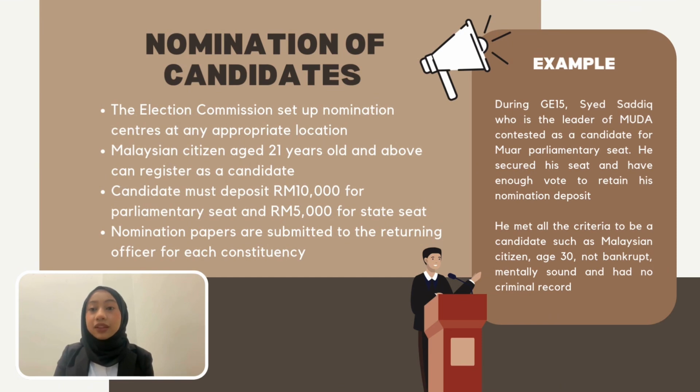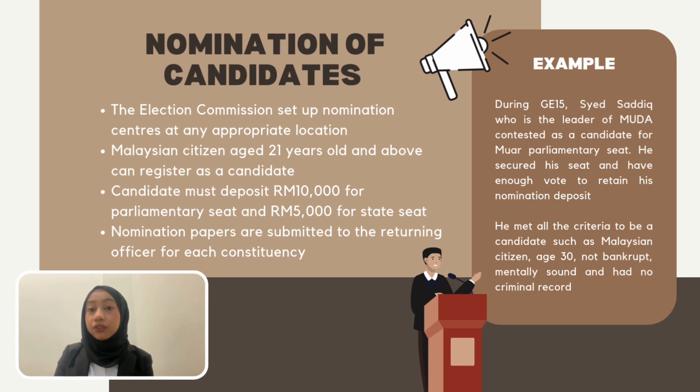Other than that, a candidate must first deposit 10,000 ringgit Malaysia to contest a parliamentary seat and 5,000 ringgit Malaysia for a seat at state level. However, they will lose their deposit if they fail to get at least 1/8 of the total number of votes cast. Lastly, the nomination papers will be submitted to the returning officer for each constituency. The returning officer will declare shortly after who the candidates are that are fit to stand for the election.